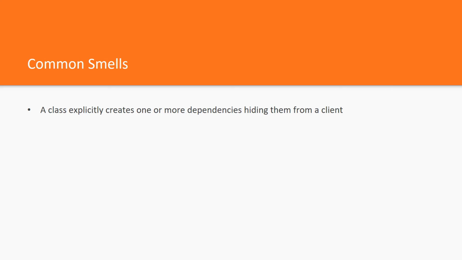A class explicitly creates one or more dependencies, hiding them from a client. A class uses non-deterministic dependencies like date, time, or random. There are ways to decouple such dependencies, which often come from the .NET framework itself.